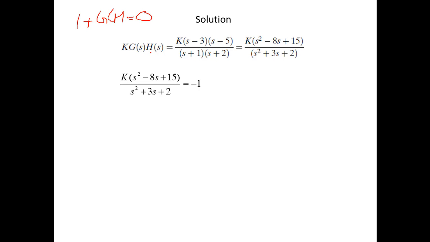So if you take this minus 1 on this side, you will get something like this. So you have to equate it to minus 1, and after that you have to find the value of K. So the first thing is done.